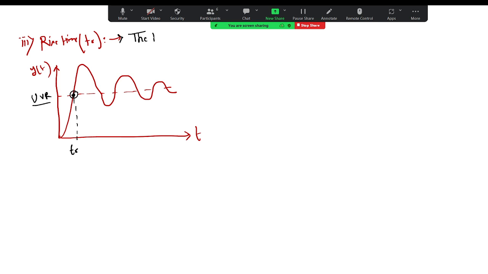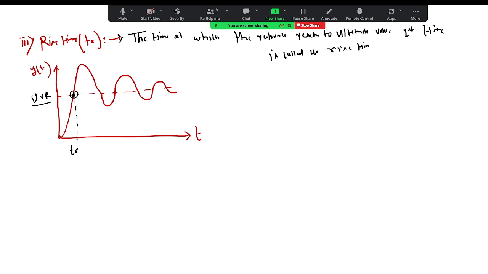You can define the time at which the response reaches the ultimate value for the first time as the rise time, right? The formula of rise time has been given directly with the help of experiment and some modeling. You don't have to derive this. This is just a modeling concept.